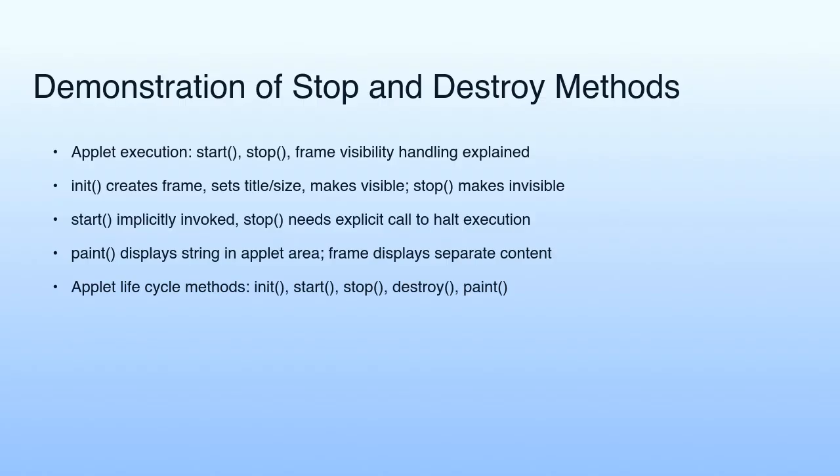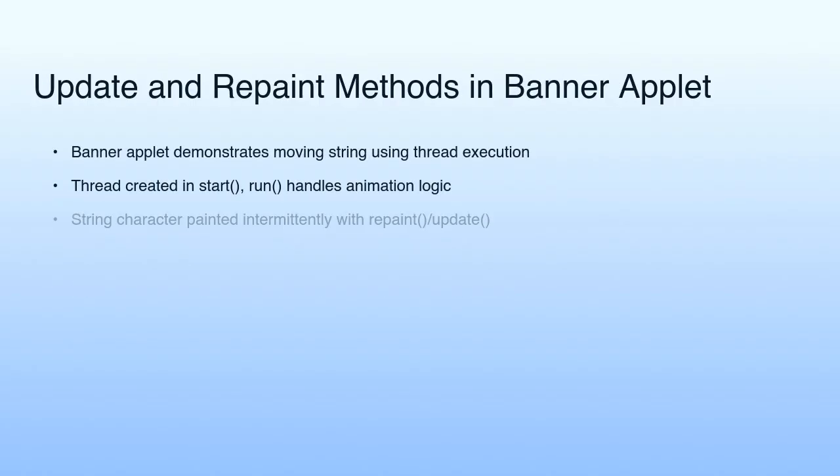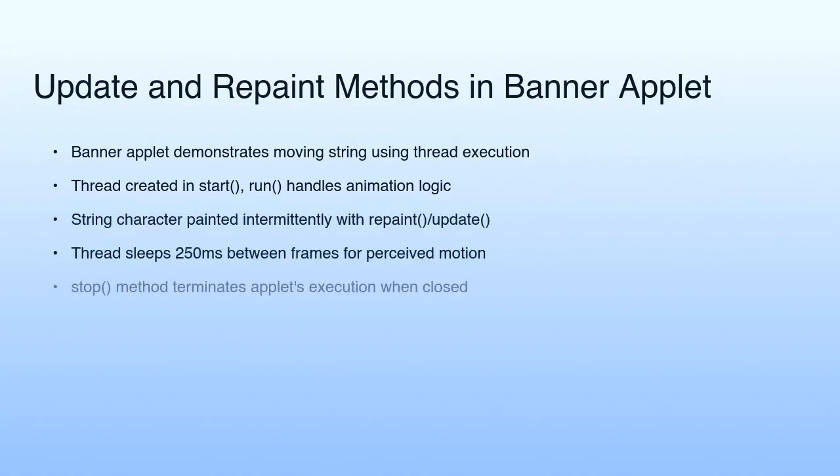the applet area. The next chapter focuses on the banner applet, which showcases a moving string using thread execution, with the thread created in start and run handling the animation logic, while paint and repaint intermittently render the string characters, giving the illusion of motion.